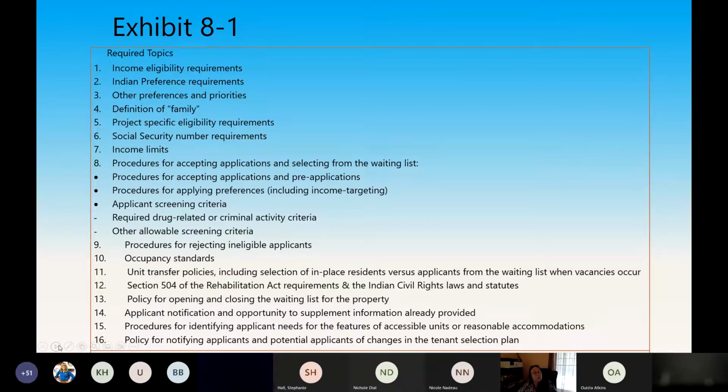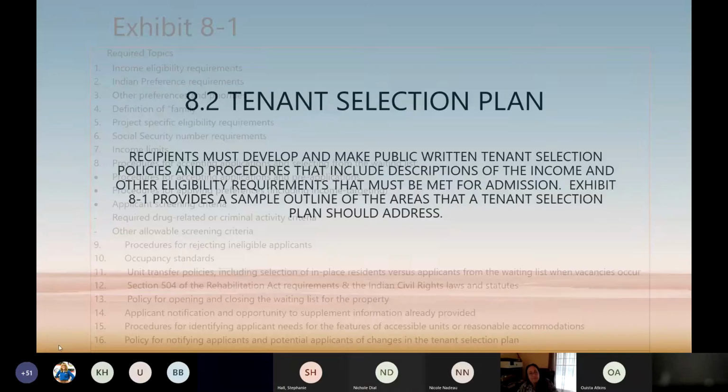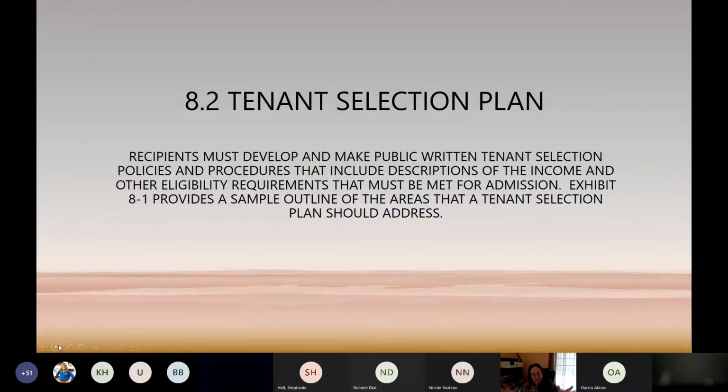and statutes, policy for opening and closing your waiting list for that property, applicant notification, opportunity to supplement information that they've already provided, procedures for identifying applicant needs for the features of accessible units or reasonable accommodations, policies for notifying applicants and potential applicants of changes in your tenant selection plan, and your tenant selection plan.